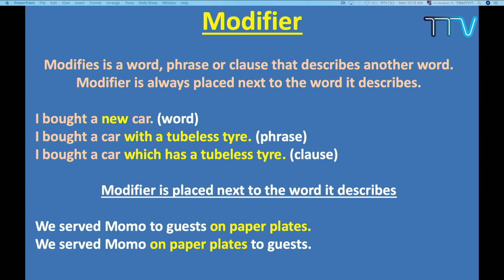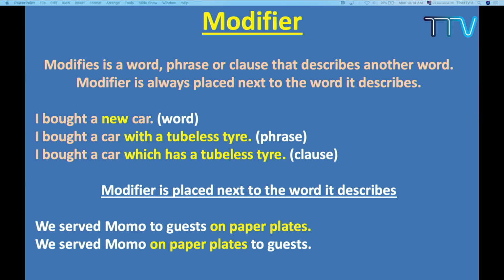A modifier is always placed next to the word it describes. So, whenever we use a modifier, what do we have to keep in mind? We have to keep in mind that the modifier always comes next to the word it describes. For example, I bought a new car. New is a modifier. What am I modifying? Car. It looks like an adjective.